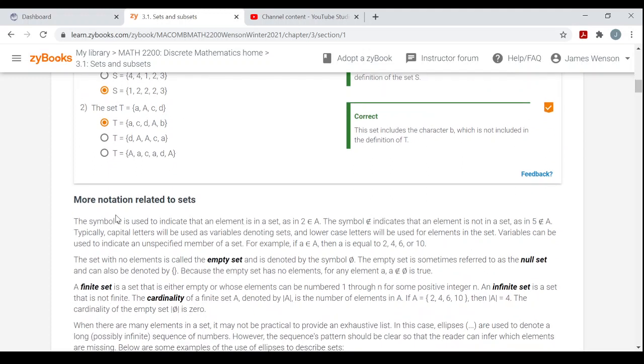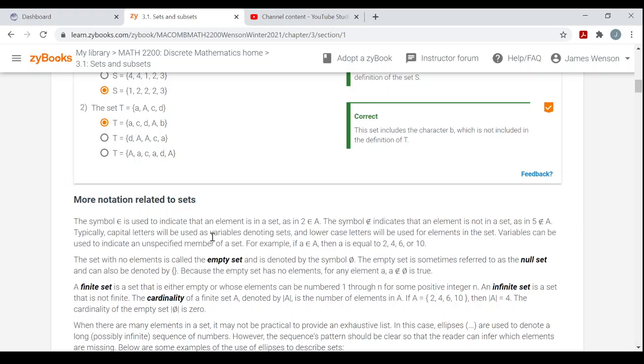All right, so some more notation related to sets. This symbol, it's like a sideways E, that I just highlighted here. It's the Greek letter epsilon. It is used to indicate that an element is in a set, as in 2 is in set A, or 2 belongs to set A. That same symbol with a slash through it means that the element does not belong in that set. So if you read this, this means that 5 is not an element of set A.